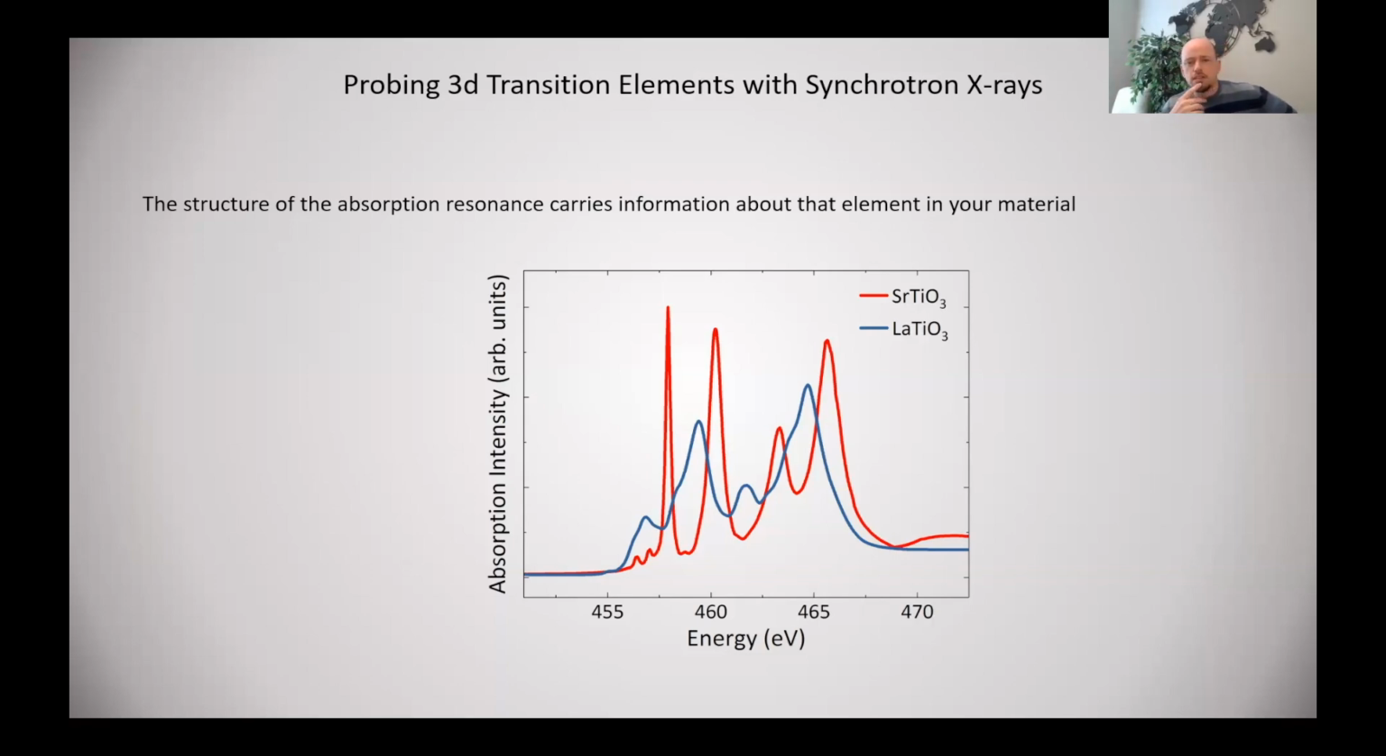We also have sensitivity to the specific electronic characteristics of the elements. And here I'm showing oxidation state, but even the way that the element bonds with its neighbors, any sort of magnetic interactions of the element, all of these things leave some sort of fingerprint in these absorption resonances. And this is, to a certain extent, unique to these 3D transition elements. Certainly there's a large or an enhanced sensitivity to these effects at these resonances.